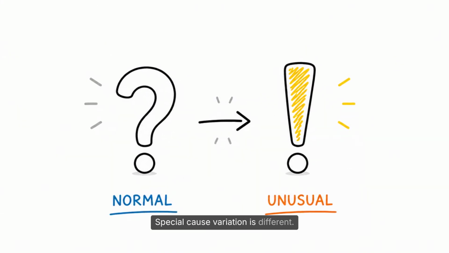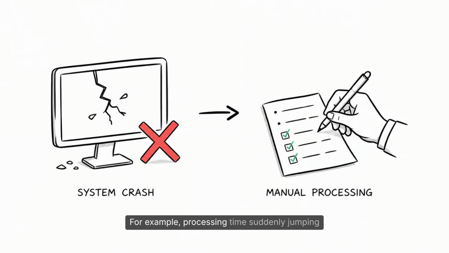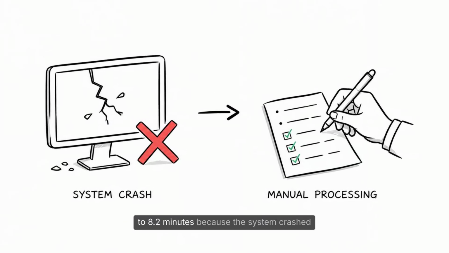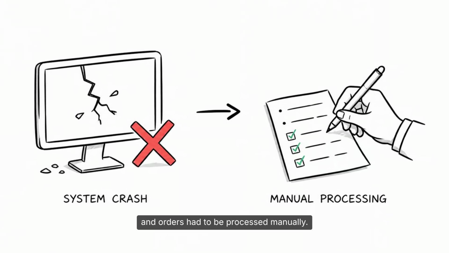Special cause variation is different. It means something unusual has happened. For example, processing time suddenly jumping to 8.2 minutes because the system crashed and orders had to be processed manually.